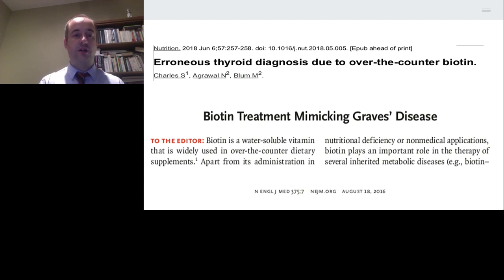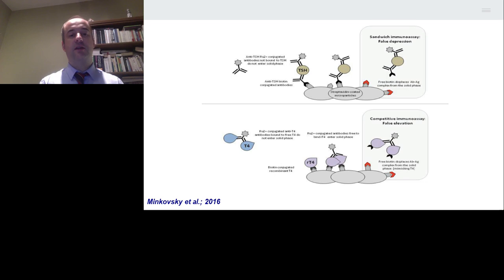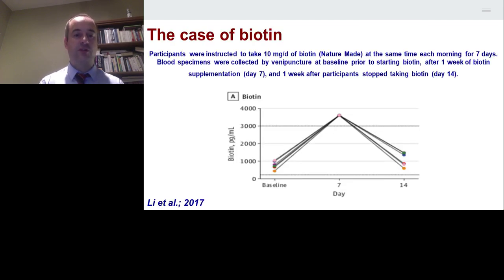The impact for competitive assays, so free hormone or hormone measurement, is that we will have false positive results. For sandwich assays, we are blunting the signal with a false negative result for the TSH, for example, and we are mimicking hyperthyroidism with biotin.